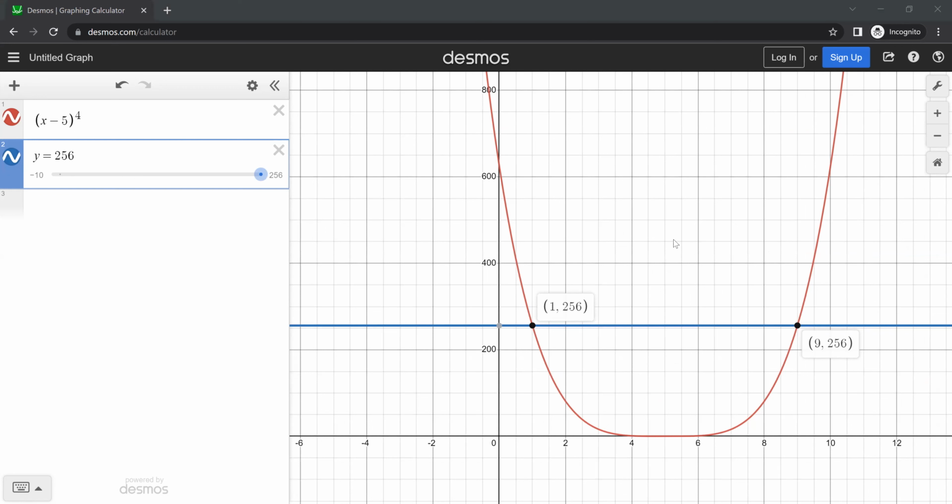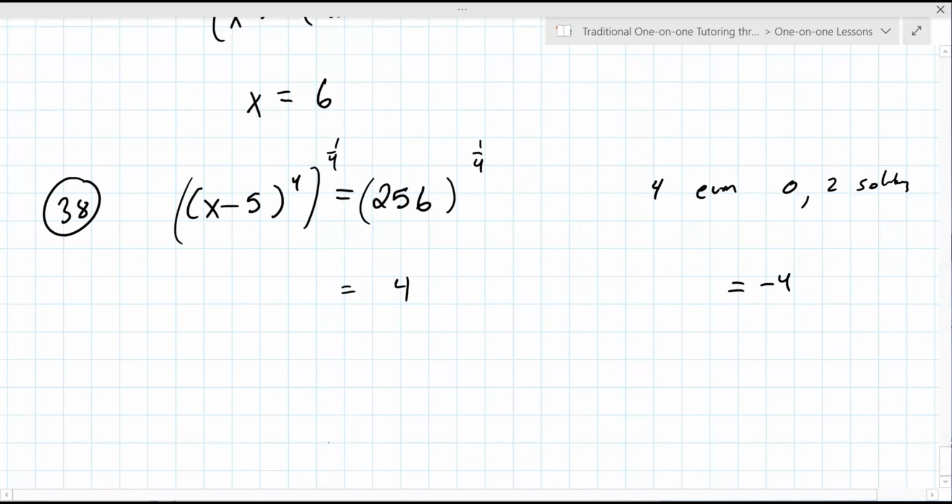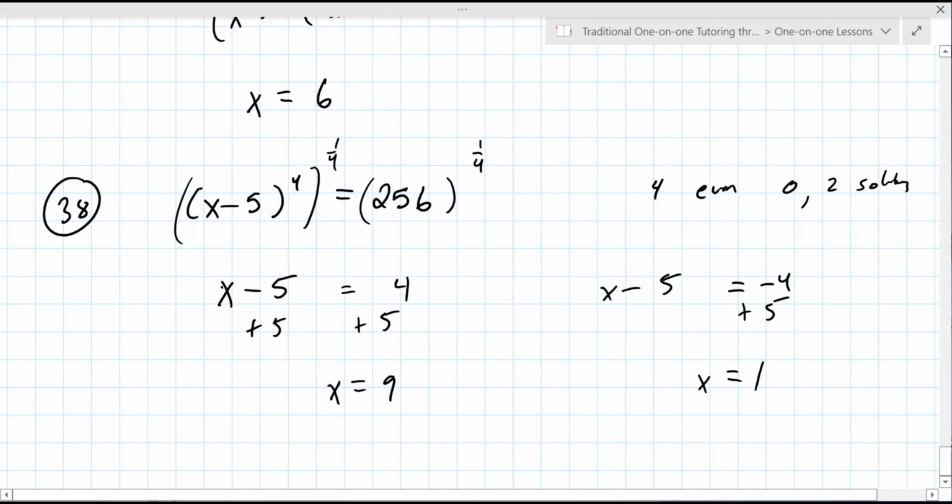It's not a great explanation, but this will be the test question that you see. So it's like x − 5 = 4 and x − 5 = −4. It's just like solving square roots. You get the 2 solutions. So you solve it by adding 5 to both sides.